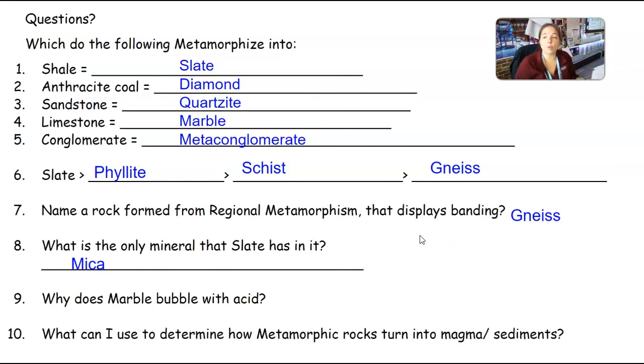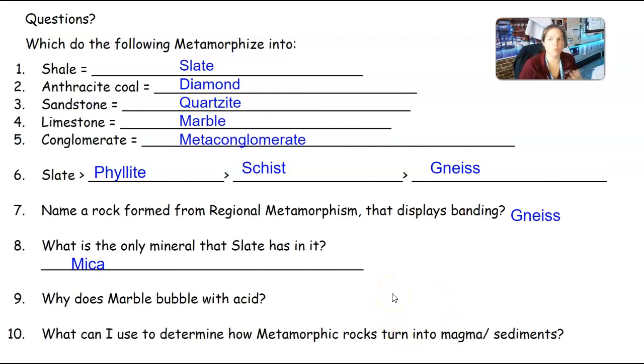Why does marble bubble with acid? So marble is made up of limestone or dolostone, and on page 16 of our reference table, you have limestone and dolostone. I skipped one. I come up here. Limestone is made out of calcite. Dolostone is made out of dolomite. And then if I go back to page 16, calcite bubbles with acid. Dolomite bubbles with acid. So that's why marble bubbles with acid. You don't want to get acid on your marble sidewalks.